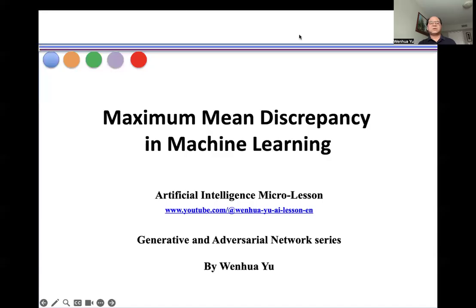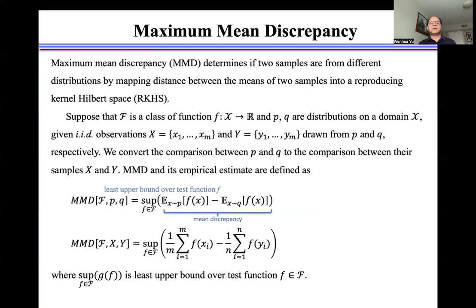In this video, I introduce maximum mean discrepancy in machine learning. Maximum mean discrepancy determines if two samples are from different distributions by mapping the distance between the means of the two samples into a reproducing kernel Hilbert space.